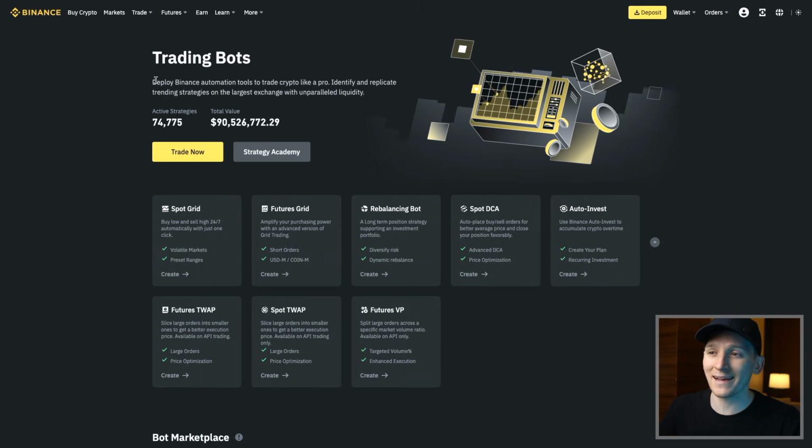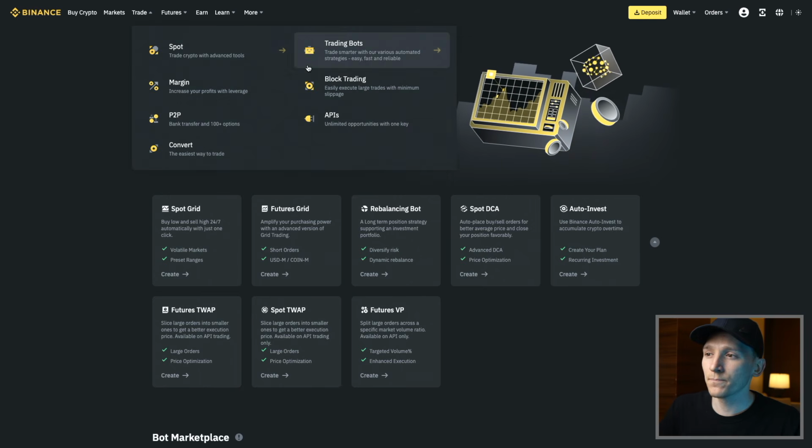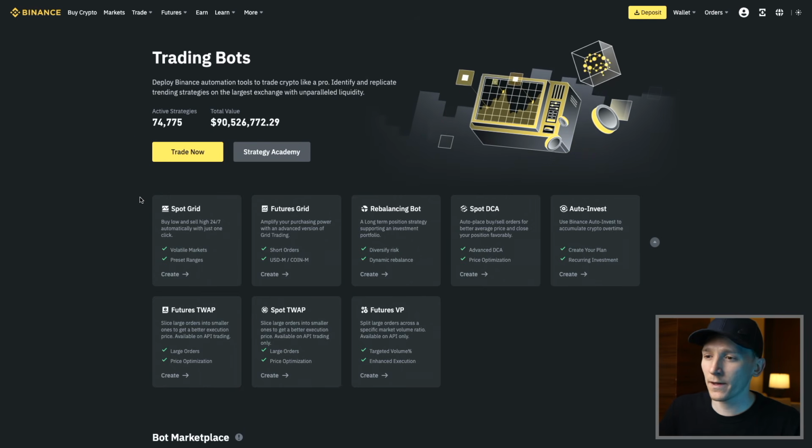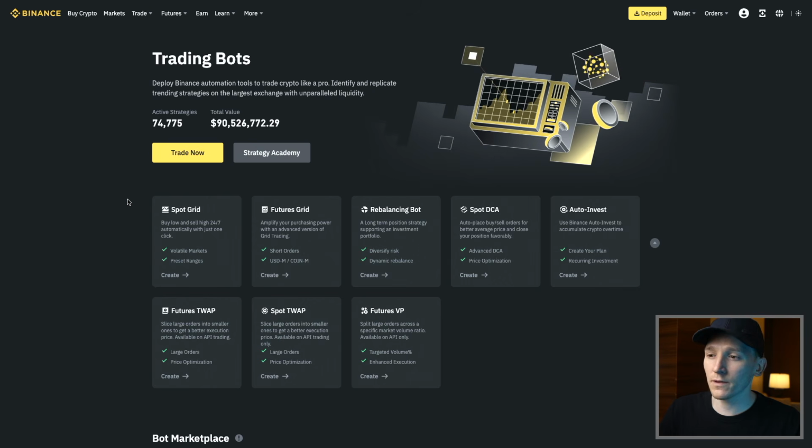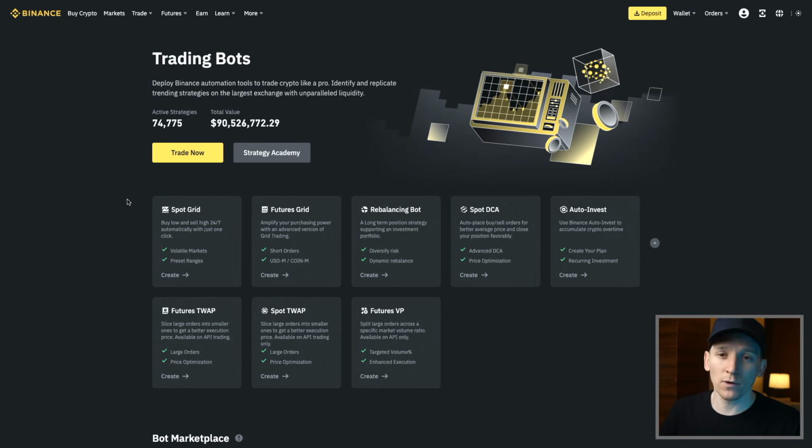Let's come right to our Binance trading system then. Trading bots, it takes you through to this page. If you don't have a Binance account yet, I'll leave the link to sign up below. They might give you a deposit and trading bonus. You can check the details via that link though.